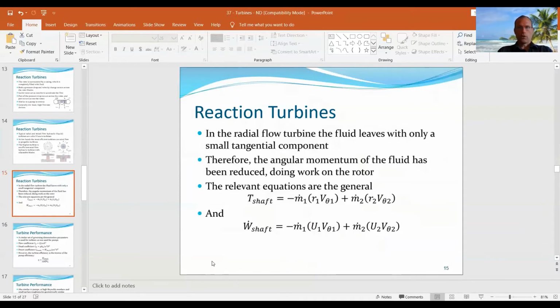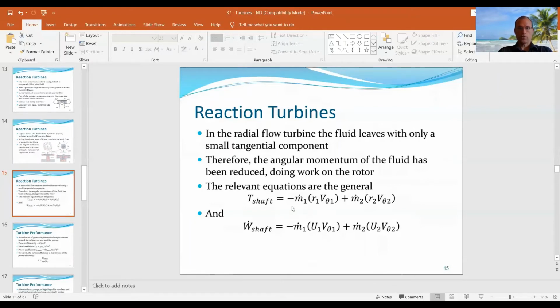In a radial flow turbine, the fluid leaves with only a small tangential component of velocity. So again, I have a velocity change in terms of speed as well as direction. So basically taking a lot of that energy out in terms of kinetic energy. Impulse turbines have the same speed in and out, it's just the direction that changes. Reaction turbines also slow it down, so taking out more energy from that. So angular momentum being reduced, that again does more work, taking more energy out of the fluid.